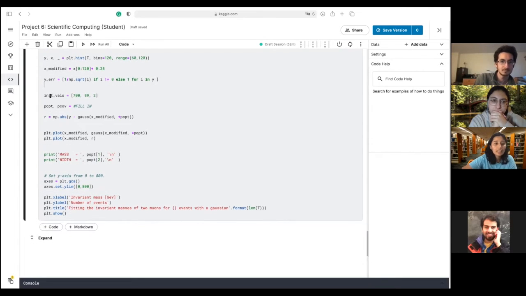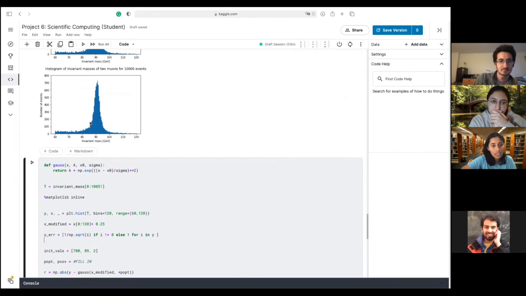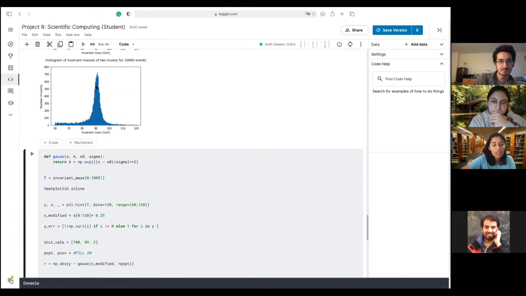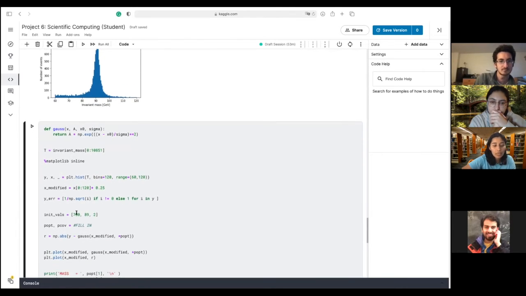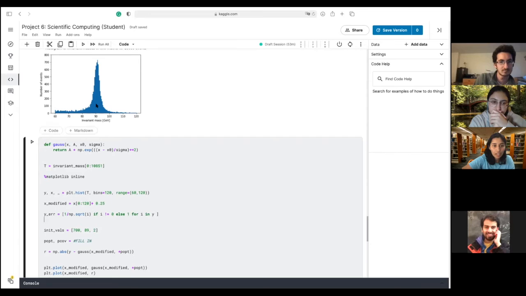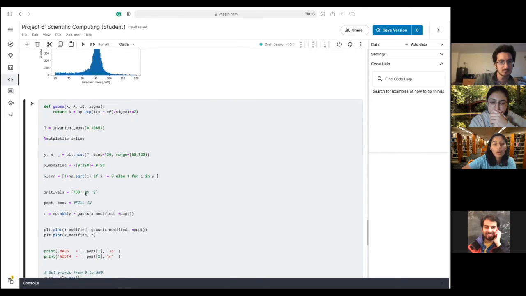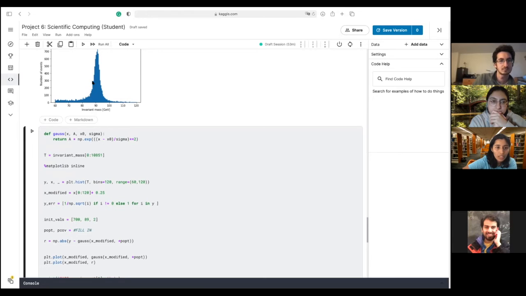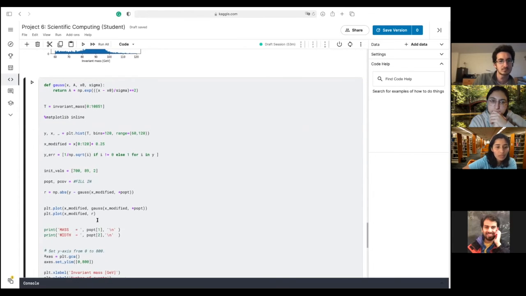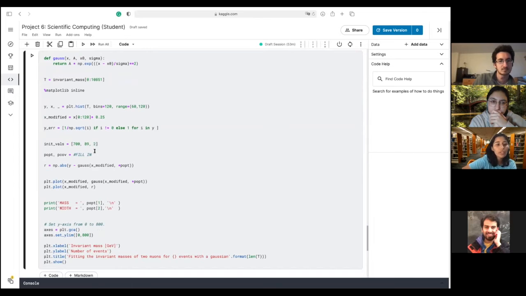And then another thing is the curve fit algorithm requires some initial values. From this plot here, A is the amplitude, and the amplitude peaks around 700. So that's why the initial value of the amplitude would be around 700. And since the Gaussian has a central value of around 90, we give the mean value around 90. And the width seems to be close to around 2, so we give the initial value of the width around 2.